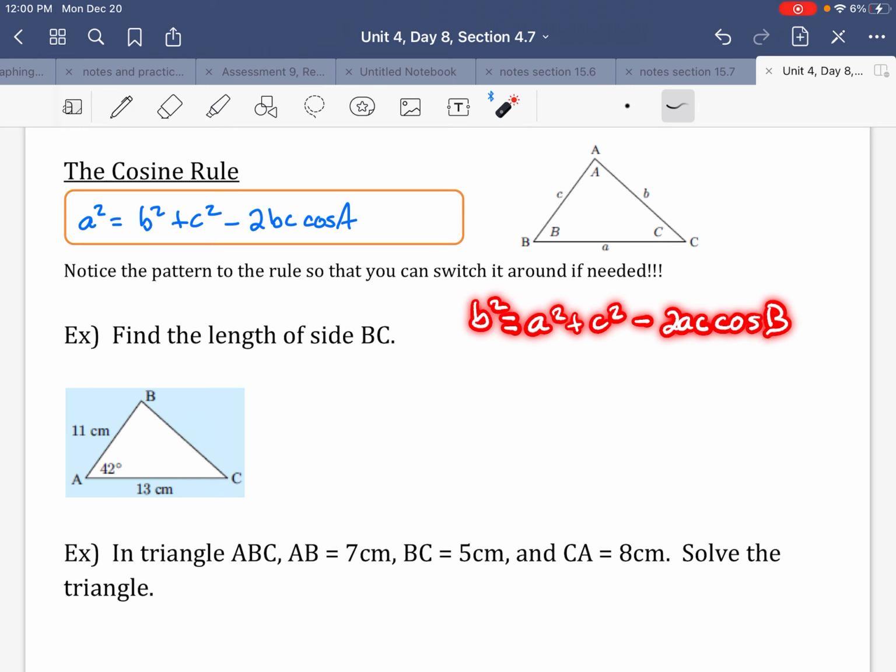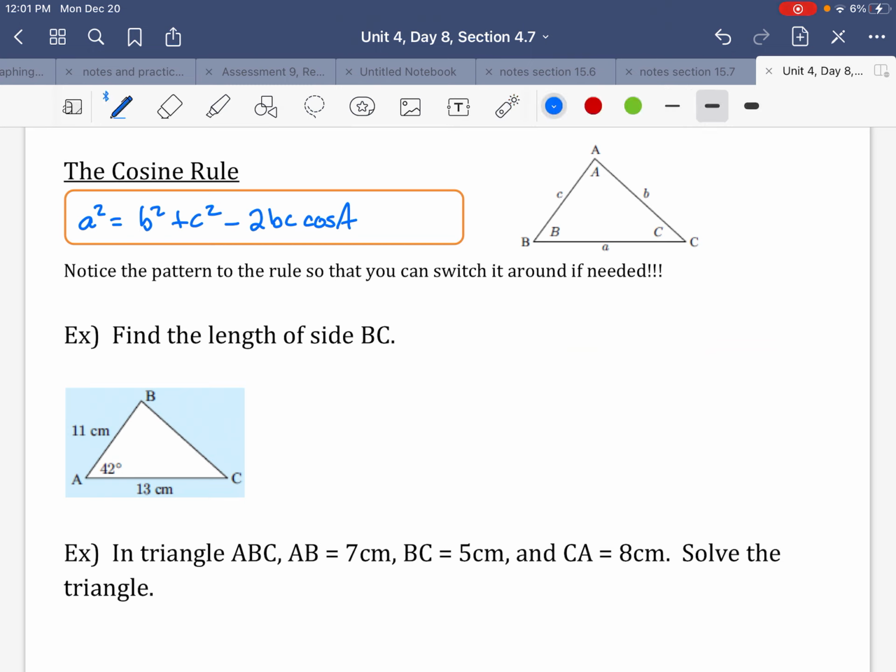And then of course you could have c squared equals a squared plus b squared, minus 2ab cosine of c. So this is just another alternate way to write the formula, depending again on what you're given. All right, so let's go ahead and use it here.